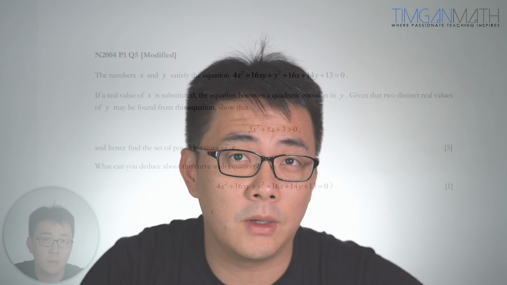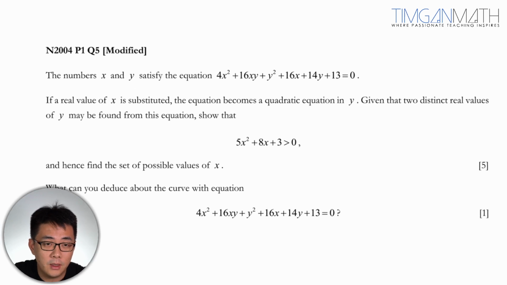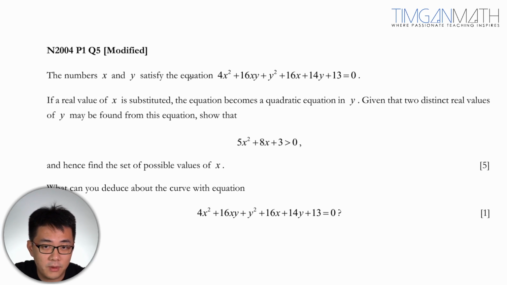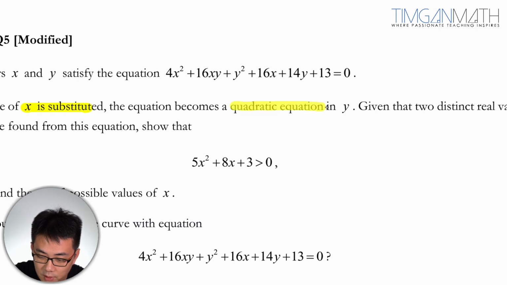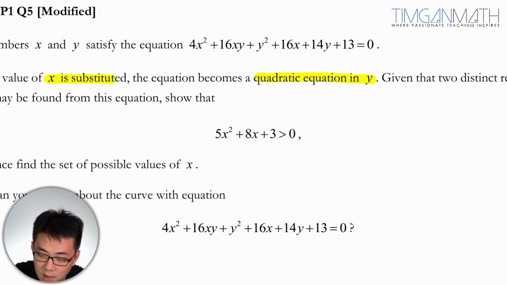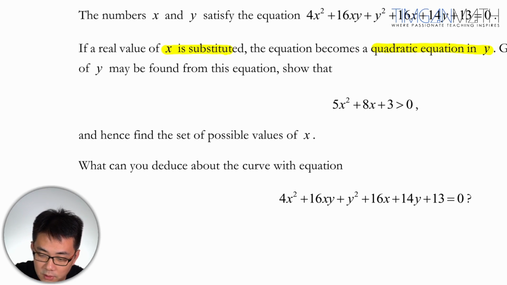So let's look at this question here, which is taken from the year 2004, paper 1, question 5. Now the numbers x and y satisfy this equation here. If a real value x is substituted into the equation and it becomes a quadratic equation in y, given that two distinct real values of y may be found, show that 5x squared plus 8x plus 3 is greater than 0.